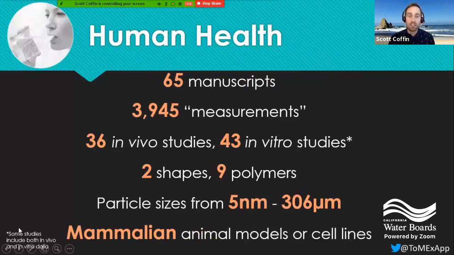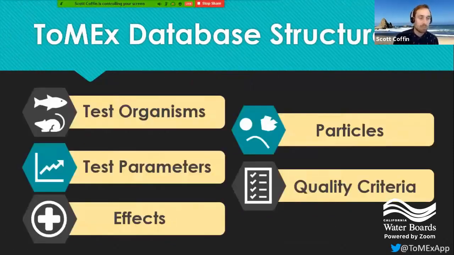We also have a human health side of the app that has 65 manuscripts and 4,000 measurements. Of these, 36 are in vivo and 43 are in vitro studies with 2 shapes and 9 polymers and particles ranging from 5 nanometers all the way up to 306 microns. Mammalian animal models and cell lines are included for the human database.